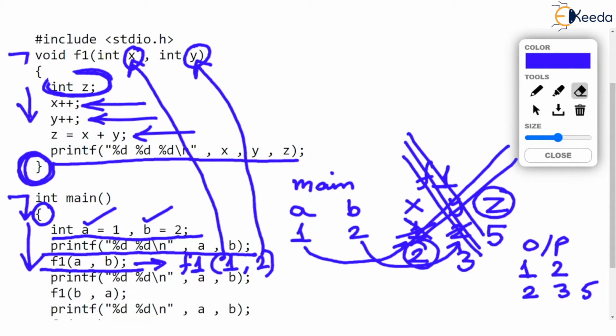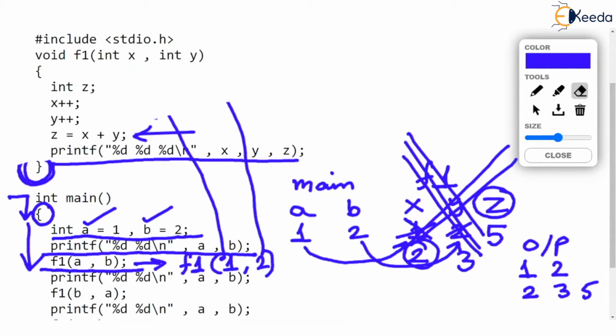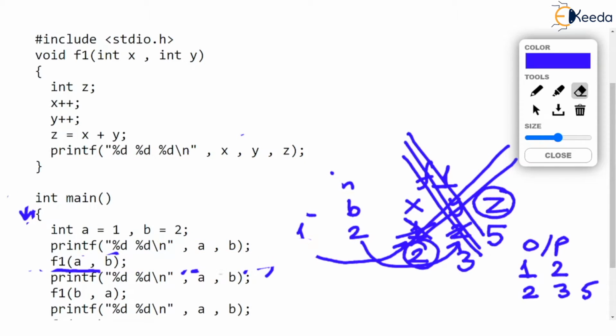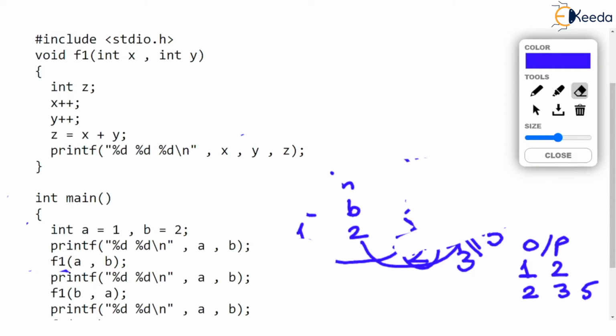Give me some time as usual. I'll just clean the slate as I always scribble. So first call is done. First call is done and we are back to main. And F1 is also cleaned up. Function F1 is over. Okay.